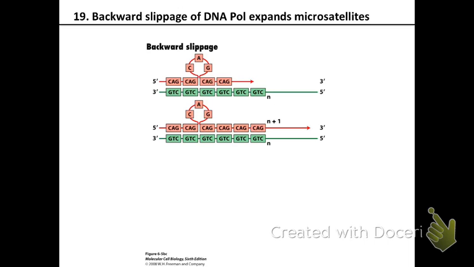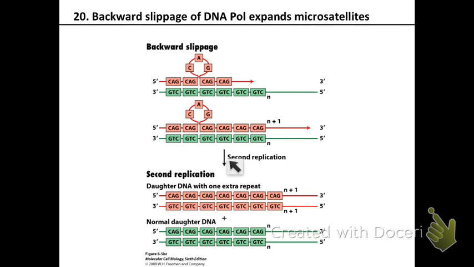And the reason for that is when it slips backward and the DNA that is in the new strand loops out, and then the polymerase continues to synthesize DNA, and it makes a copy of the new strand here. So now you created a chromosome, new DNA that has one extra copy. So you have n copies in this person, and now you have one more copy.